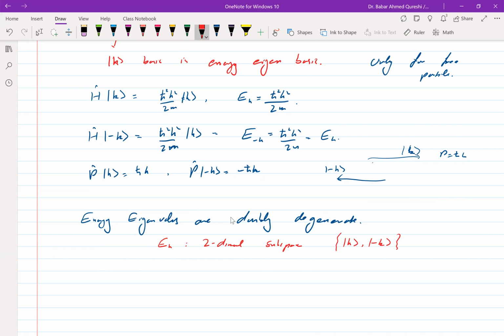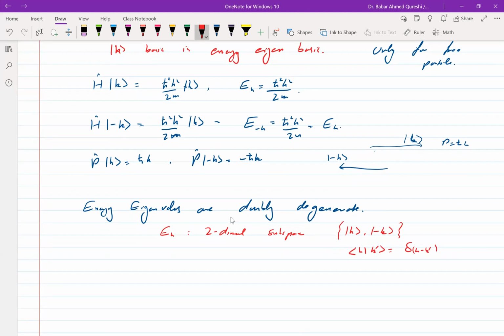Whenever you have such a situation, you look for those vectors which are orthogonal. But in this case, by definition, these states with different k's are all orthogonal. So we don't have to do anything. We already have an orthogonal basis, so we are good to go. We don't need to do any extra work to make these eigenvectors orthogonal to each other.